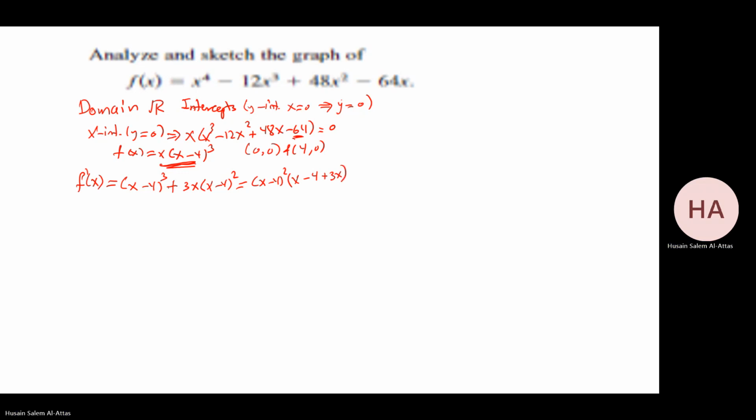Am I right? Yes. So I have x minus 4 squared times 4x minus 4, so 4 times x minus 1. That implies f prime equal to 0, so I have x equal 1 or x equal 4. So I'll put 1 and 4.